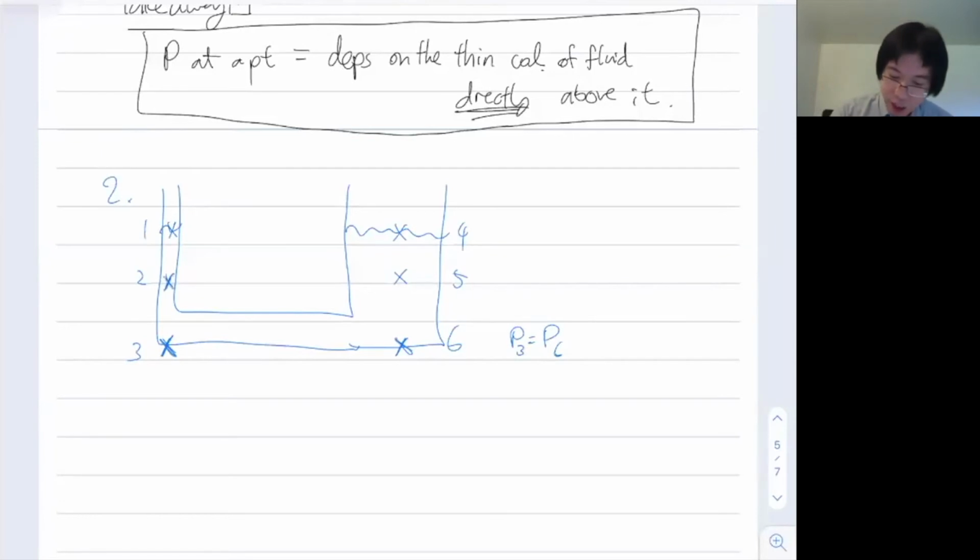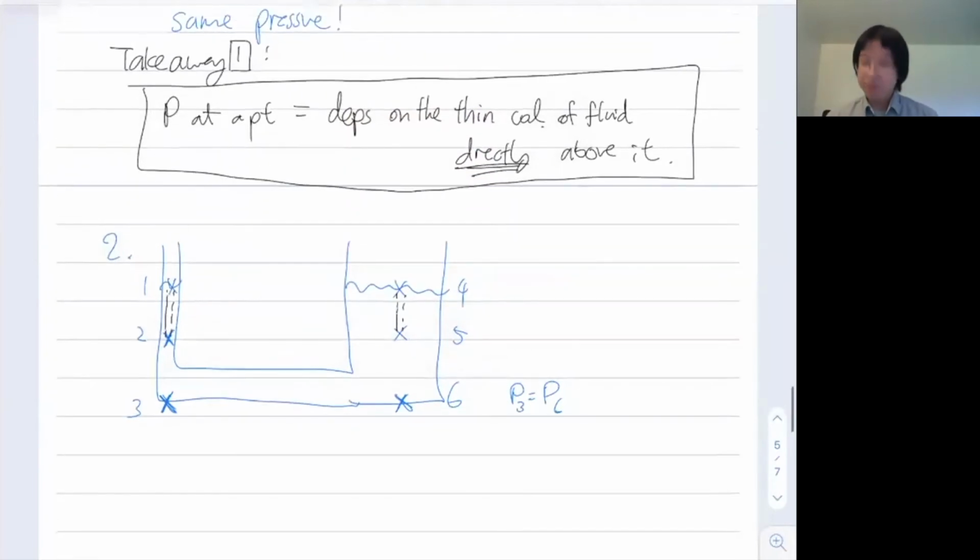Let's look at 2. The lesson number 1 was, how should we analyze this properly? We should look at the fluid directly above it. That's what's contributing to the pressure at the point. So the fluid directly above 2 is this part of the fluid. The fluid directly above 5 is this part. Technically, I need to shrink that width down to 0 with just that thin little line of fluid, but you get the idea. So 2 and 5 have the same pressure as well.